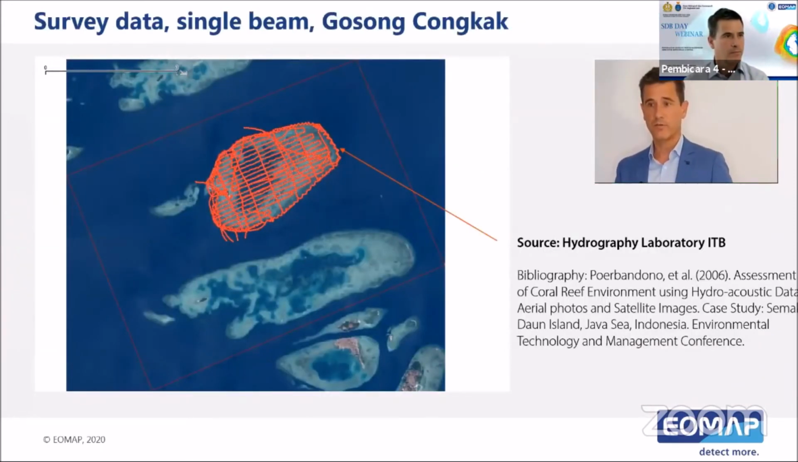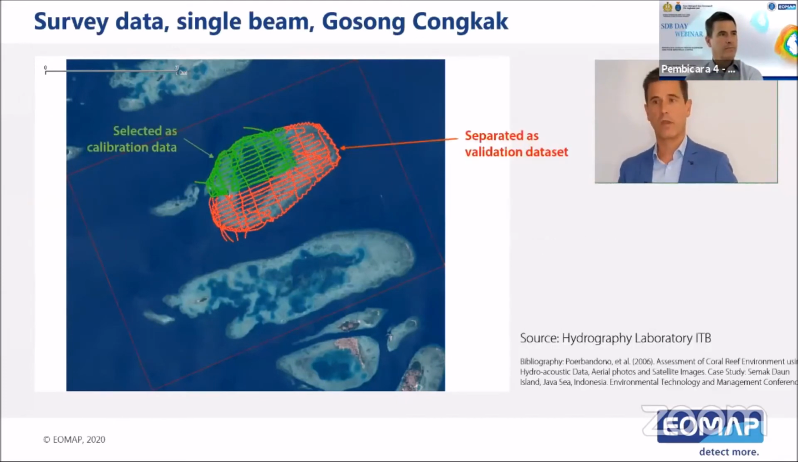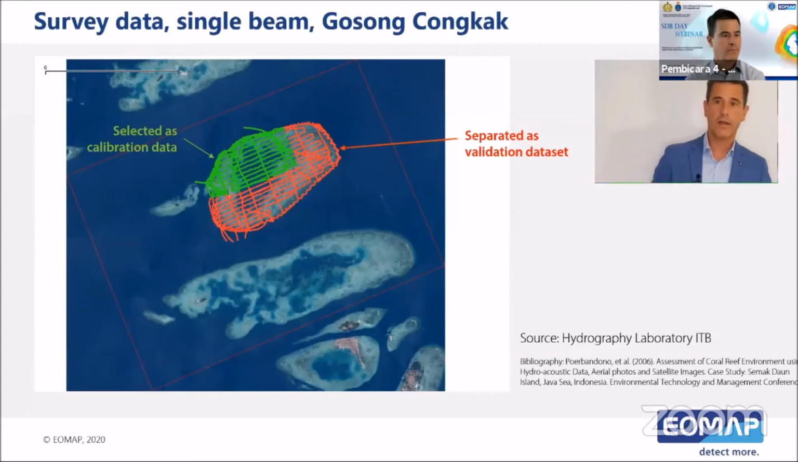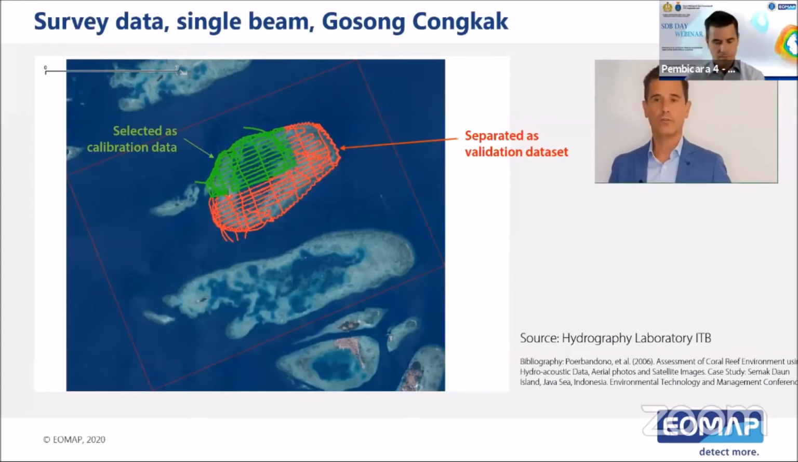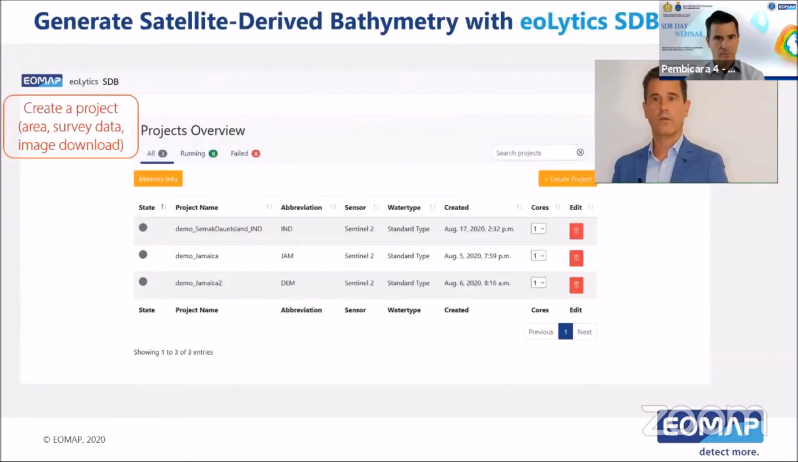In this case, we received in situ data from the Hydrographic Laboratory ITB, so transects, which you see here in red. Thank you very much for this. We used just a portion of this data to demonstrate the outcome of this online tool and how fast it can be used. So we use the green area, these transects, to upload to the portal. So it is one step.